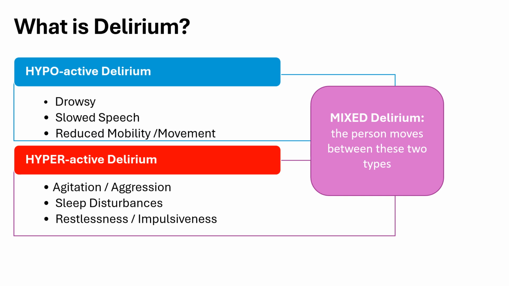Up to 74% of patients may be affected by delirium within critical care, and this is often underdiagnosed. It has been linked to long-term cognitive impairment, increased mortality, and significant strain on patients, families, and healthcare staff.